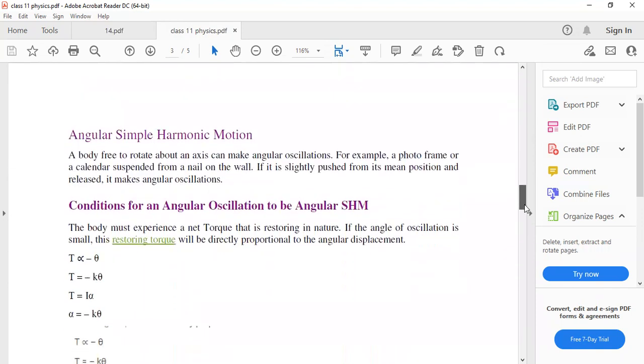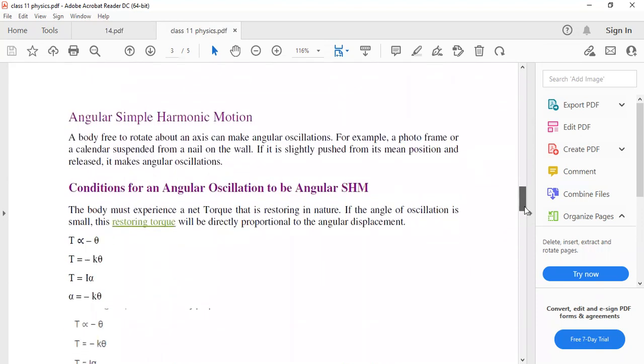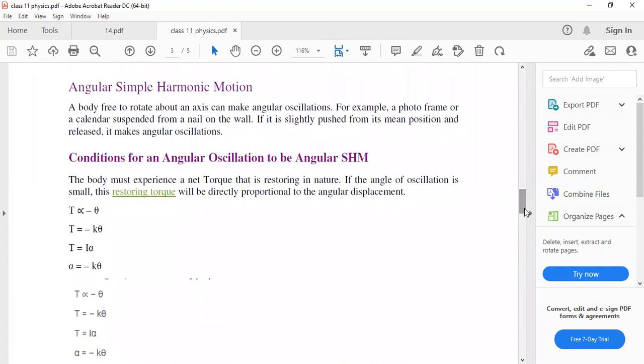Okay. Now, students, let's talk about the angular simple harmonic motion. Now, what is the angular simple harmonic motion? That is a body free to rotate about an axis that can make angular oscillations. For example, a photo frame or a calendar that is suspended from a nail on the wall. So if it is slightly pushed from its mean position and released, then it makes angular oscillations.